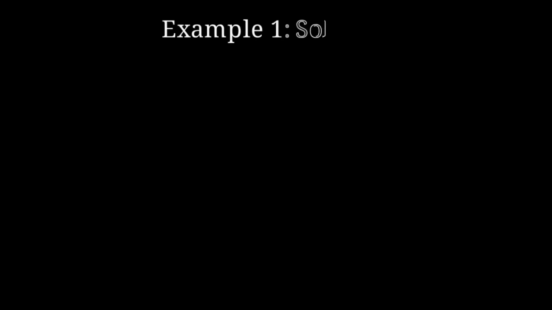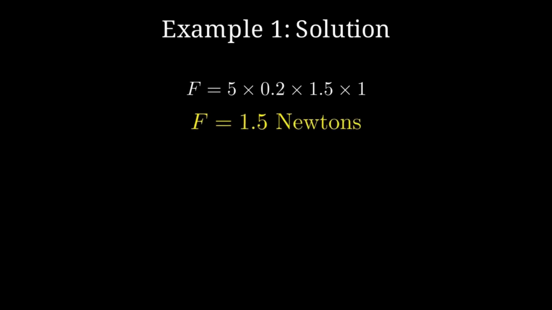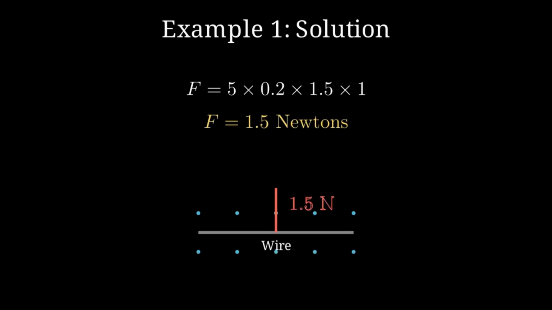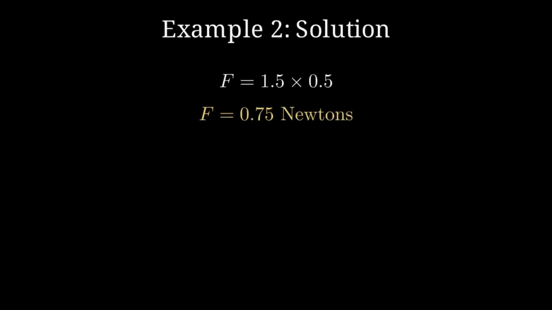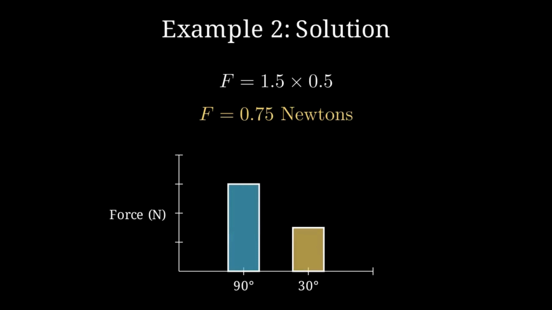The result is 1.5 newtons of force. While this might seem small, in the world of microelectronics or high-torque motors, these forces are precisely calculated to ensure smooth and efficient operation. By reducing the angle, the force drops to 0.75 newtons. This demonstrates why engineers align components in motors to ensure the current and magnetic field stay as close to perpendicular as possible for maximum efficiency.